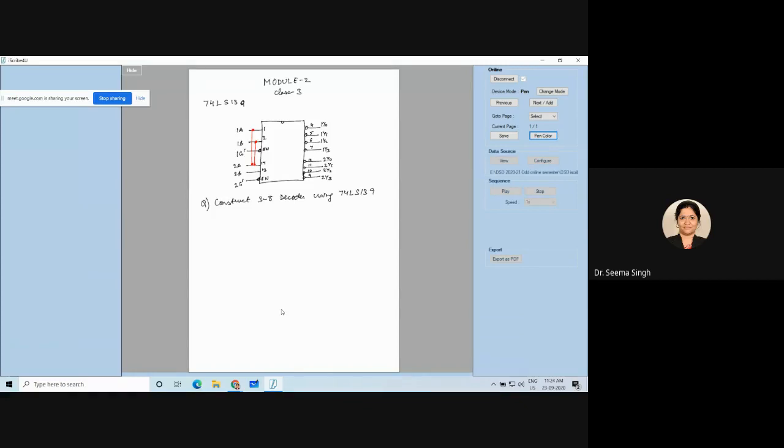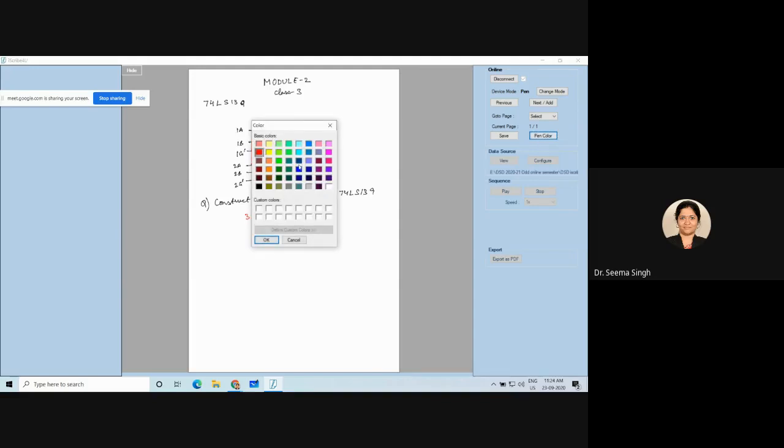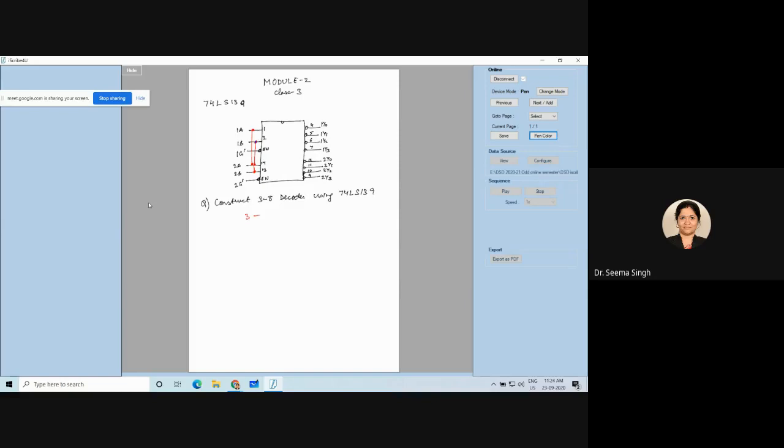Ma'am, when I want 2B, we can start 2B? 2A and 1B, 2A and 2B. Okay, because of this, I will make it in a different color so that there is no doubt to anybody. So 1A and 2A are connected, and 1B and 2B are connected.